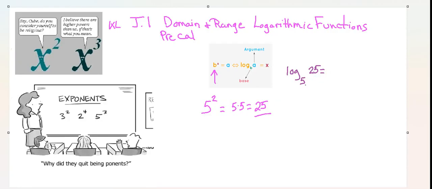Again, this is a little quick review. How many times would I have to multiply 5 by itself to get 25? And so the answer would be 2.